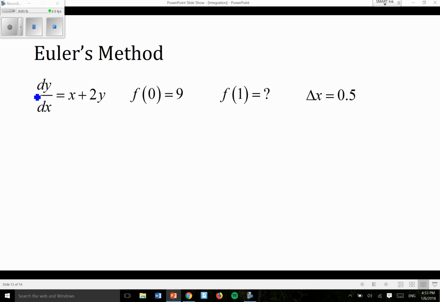So using delta x equals 0.5, that means we're taking 2 steps, and your final answer should be that f of 1 is approximately 4.25. We did solving differential equations with slope fields, Euler's method, and separation of variables. But because slope fields and separation of variables are not part of this review, you can guess that they're not going to be a big part of your final exam.